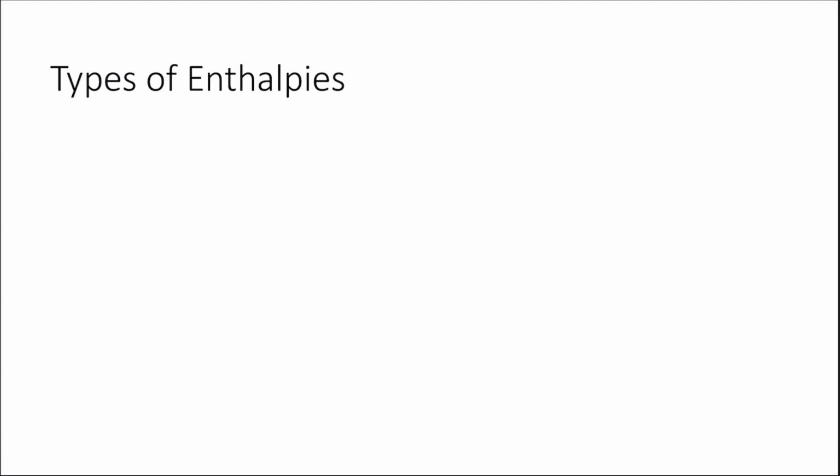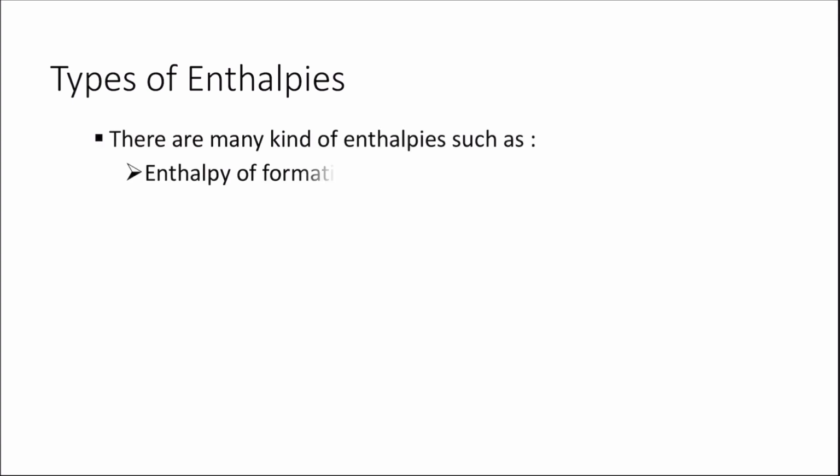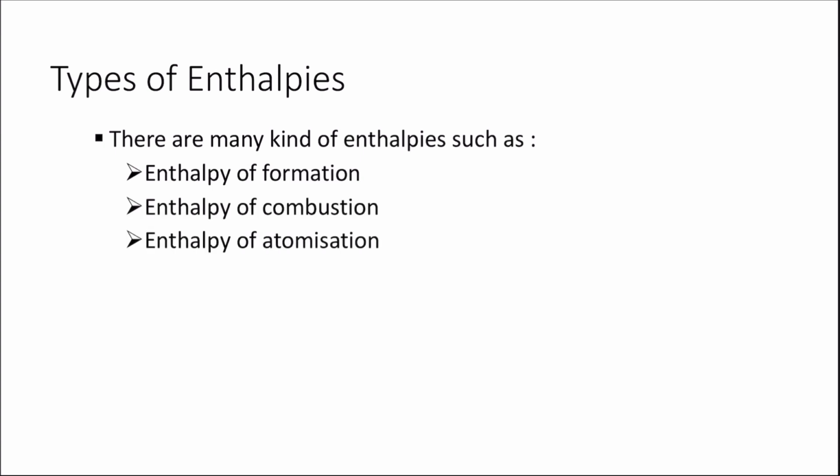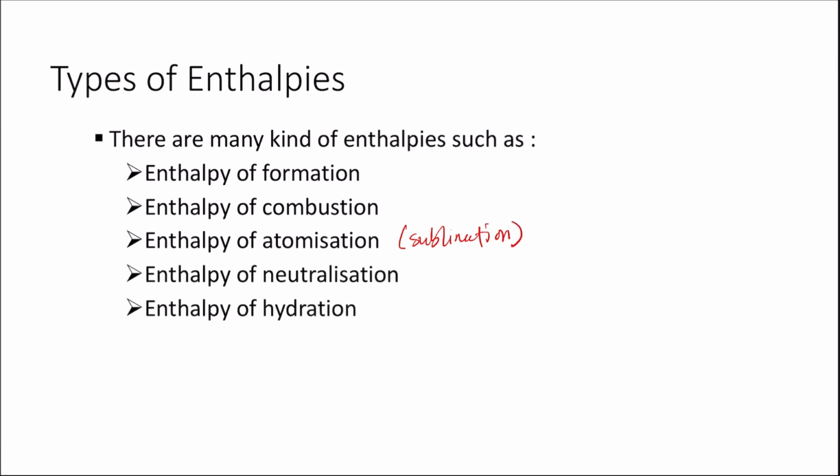Now, kita akan masuk bahagian types of enthalpies. Tadi saya dah ada mention, kita ada 6 types of enthalpies yang kita akan belajar. The first one, enthalpy of formation, enthalpy of combustion, enthalpy of atomization ataupun nama lain dia adalah sublimation, benda yang sama sahaja. And then enthalpy of neutralization, enthalpy of hydration dan last one adalah enthalpy of solution ataupun nama lain dia dissolution, benda yang sama.